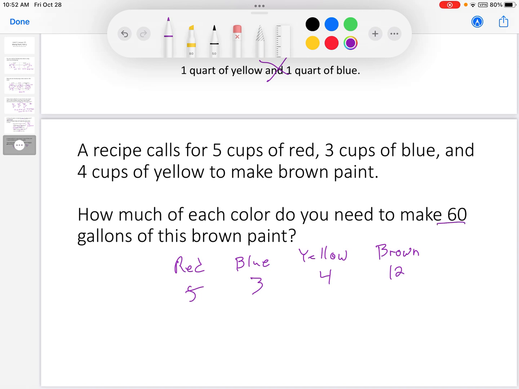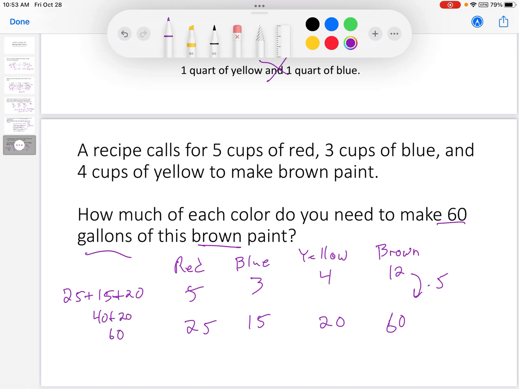We want to make 60 gallons of brown. So we're switching from cups to gallons, but that's easy. To go from 12 to 60, we multiply by 5. So let's multiply each of these numbers by 5. 4 times 5 is 20. 3 times 5 is 15. 5 times 5 is 25. And just to check, let's see if that comes out to 60. 25 plus 15 plus 20. 25 plus 15 is 40. 40 plus 20 is 60.